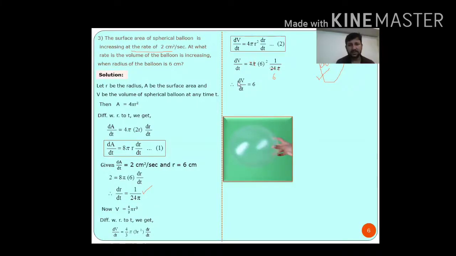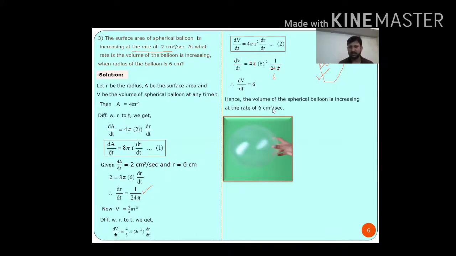That is the rate of change of volume with respect to time, obtained as 6, and the unit, yes, correct, centimeter cube per second. So, writing the conclusion here: hence the volume of the spherical balloon is increasing at the rate of 6 centimeter cube per second. So in this session, we have solved three numericals related to rate measure.